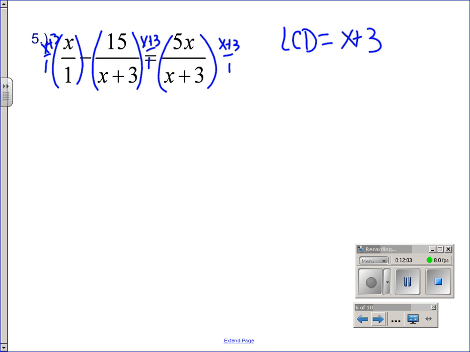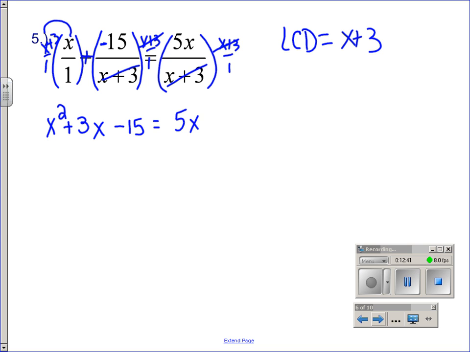So the first one, is there anything to cancel top to bottom? No. So now you're just going to multiply x through. Make sure you do it to both of them. So x times x is x squared. X times 3 is 3x. Now, looking at the second group, is there anything we can cancel top to bottom? Yes, the x plus 3. So what are we left with? The 15. Now be careful because it's minus 15. So that changes to addition, and that becomes a negative. Then the last part, what can we cancel top to bottom? Right, x plus 3, so we're left with 5x.